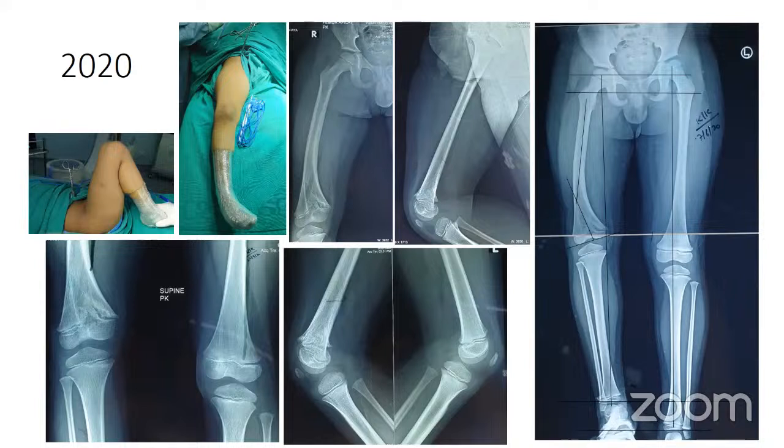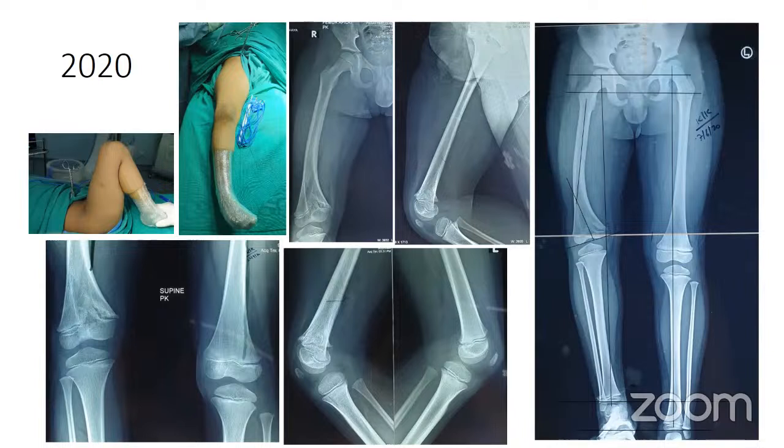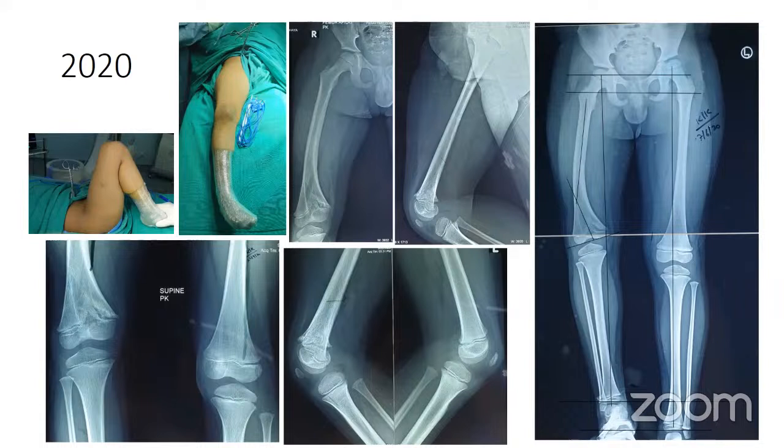So how will you look for that bar? Any more investigation do you want? CT scan, so mapping of the physis. We need, through any investigation, particularly CT scan. CT scan. Okay.